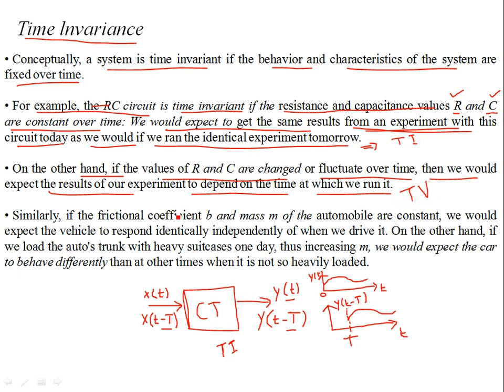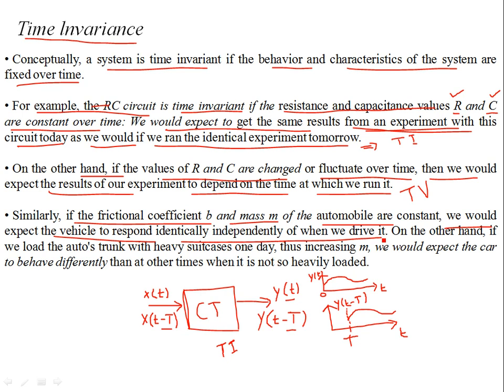Similarly, as another example, suppose you have a certain friction coefficient B of an automobile having a mass m. If these parameters are constant, then we would expect the vehicle to respond identically when we drive it.